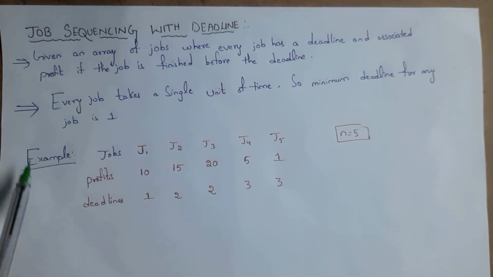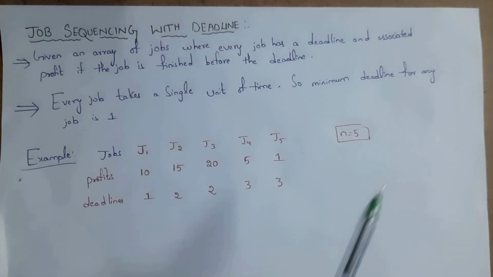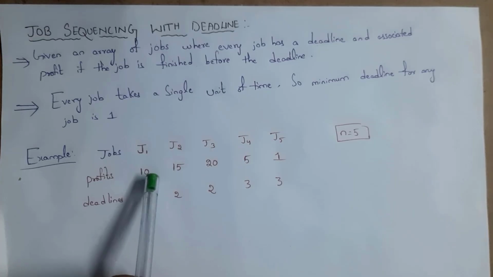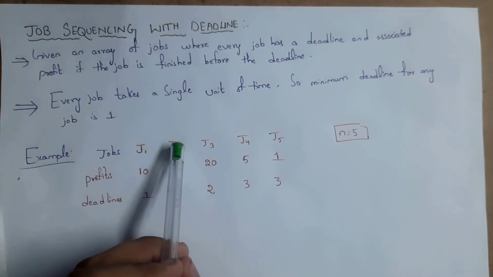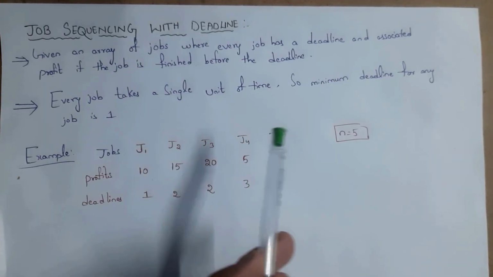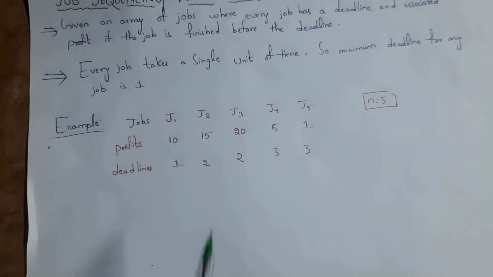This is an example. In this example, in total there are 5 jobs: J1, J2, J3, J4 and J5. For each job there is a profit and a deadline. For job J1, profit is 10 and deadline is 1. For job J2, profit is 15 and deadline is 2. Similarly, for jobs J3, J4, J5, there is a profit as well as a deadline. All these jobs take only 1 hour to complete.